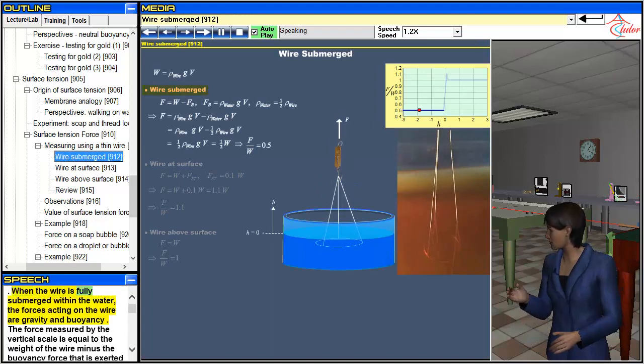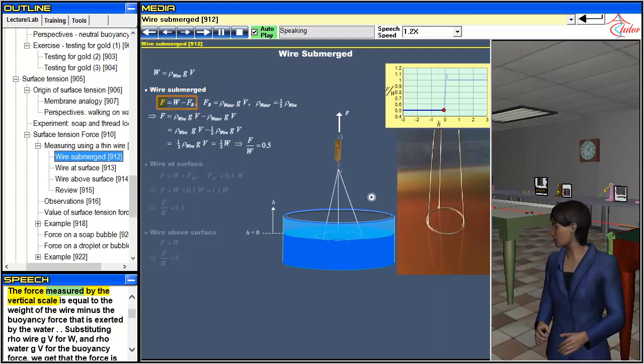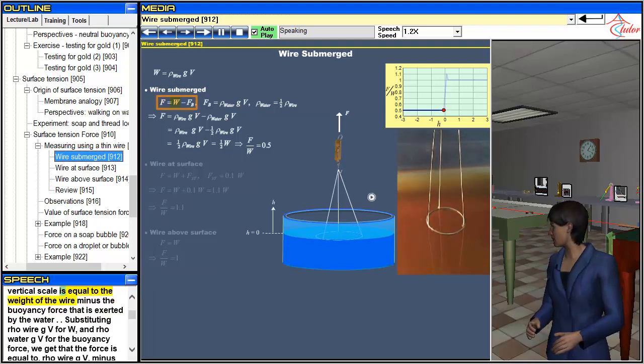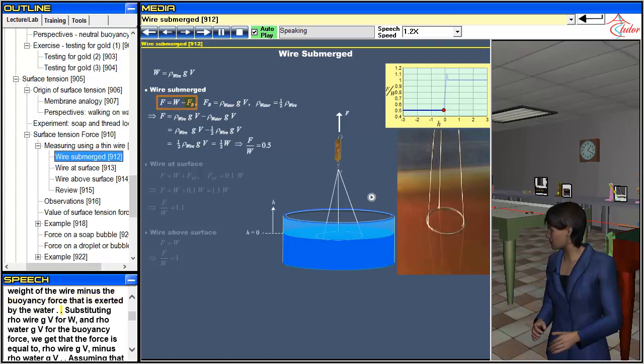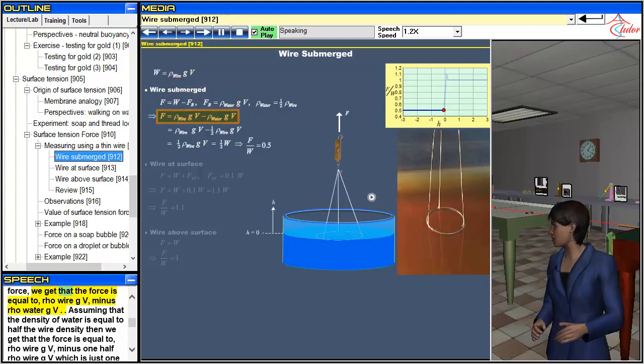When the wire is fully submerged within the water, the forces acting on the wire are gravity and buoyancy. The force measured by the vertical scale is equal to the weight of the wire minus the buoyancy force that is exerted by the water. Substituting ρ wire gV for W and ρ water gV for the buoyancy force, we get that the force is equal to ρ wire gV minus ρ water gV.